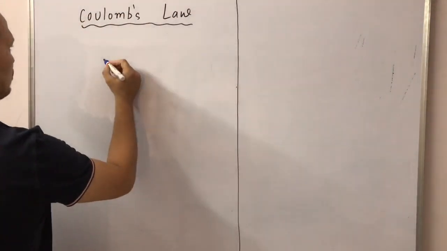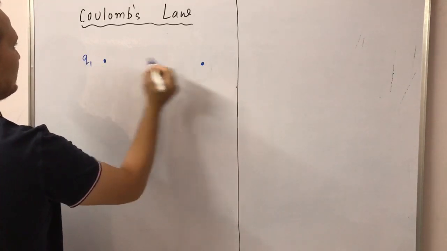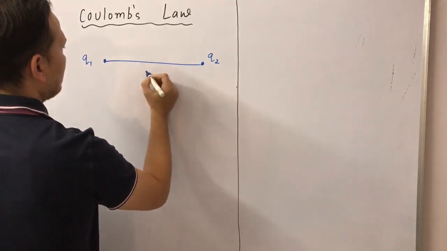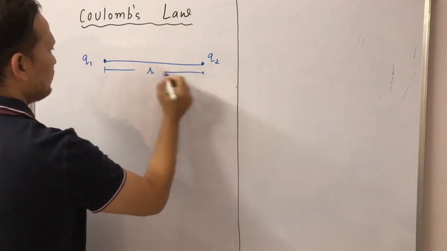So according to Coulomb, when these two charges are stationary, at rest, the distance between these two charges is small r, given by small r.